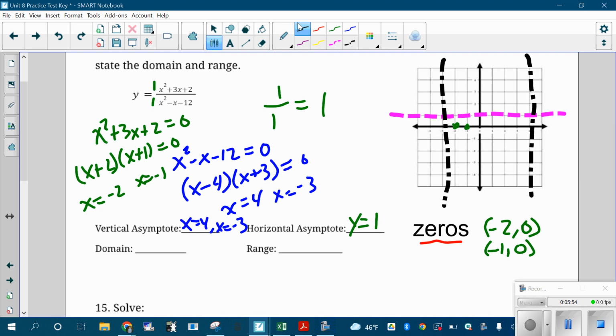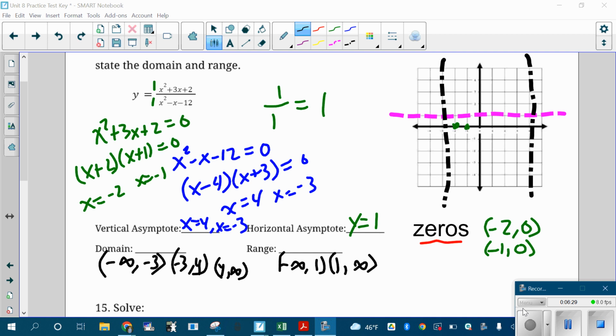I'm all ready to do my domain and range. My domain gets messed up twice, at -3 and 4. So my domain is from -infinity to -3, start back up at -3, go to 4, start back up at 4, go to infinity. My range goes from -infinity, gets messed up at 1, picks back up at 1, and goes to infinity.